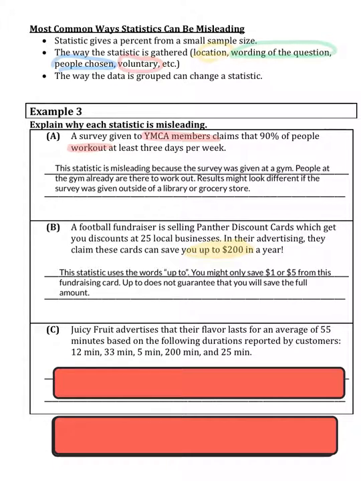Juicy Fruit advertises that their flavor lasts for an average of 55 minutes based on the following durations reported by customers: 12 minutes, 33 minutes, 5 minutes, 200 minutes, and 25 minutes. Okay, so I think there are really 2 things misleading here. First of all, if you didn't know that this was the data, you're thinking the average of 55 minutes, I would think they polled a lot of people, when really the data is only involving 5 customers. Is 5 a very large sample size? No. The other thing that catches my eye is the word average.